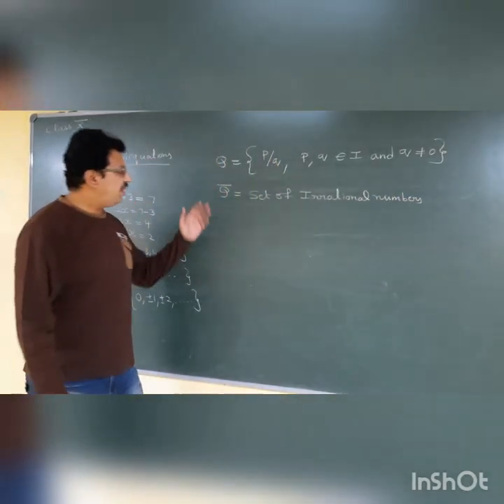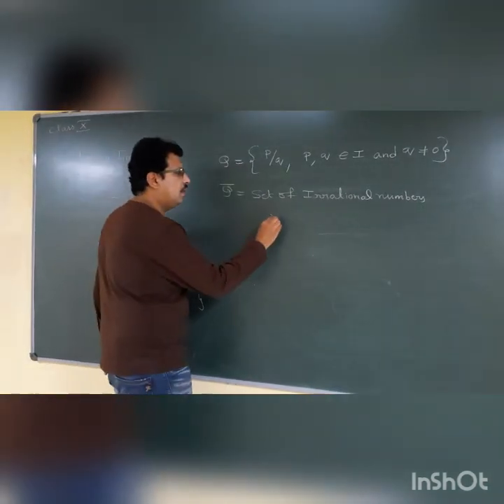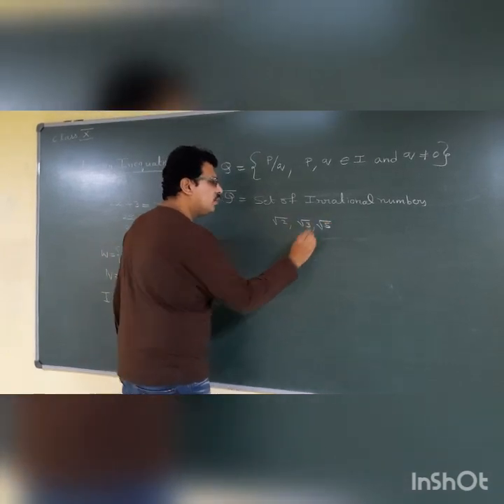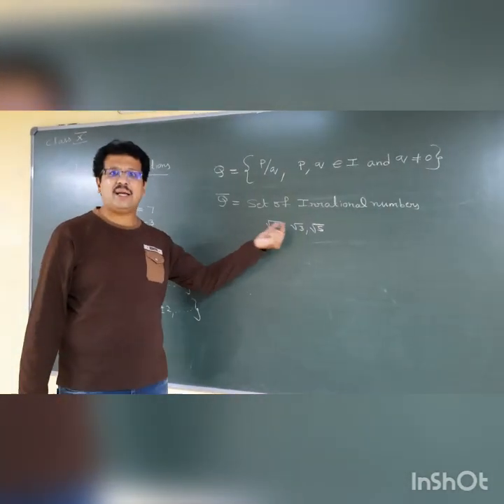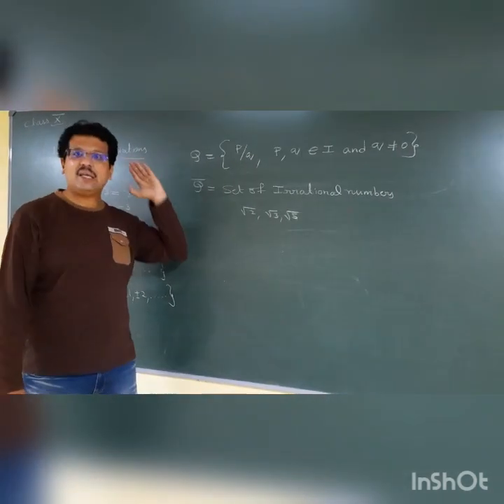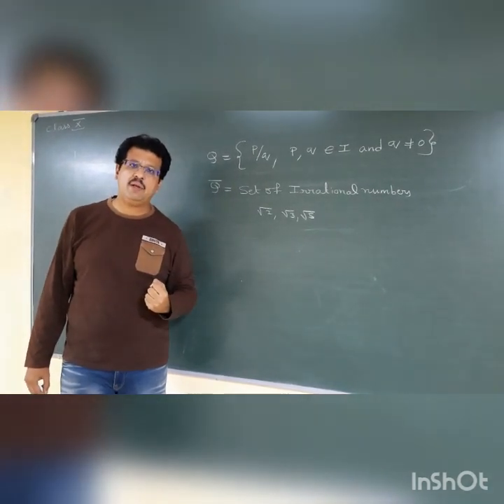Okay, children, these are very important. Irrational means which is not in the form of p by q. Examples are root 2, root 3, root 5. These numbers are called irrational, which is not rational, not in the form of p by q. We call this an irrational number, children. That is one of the very important things you should know very well.